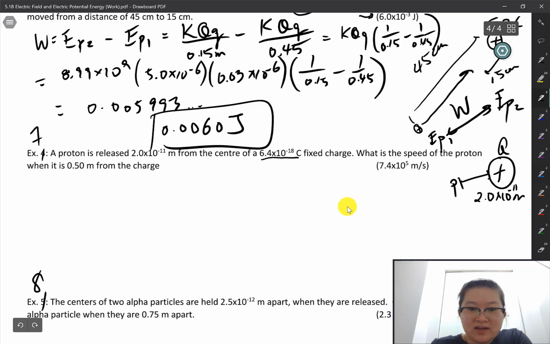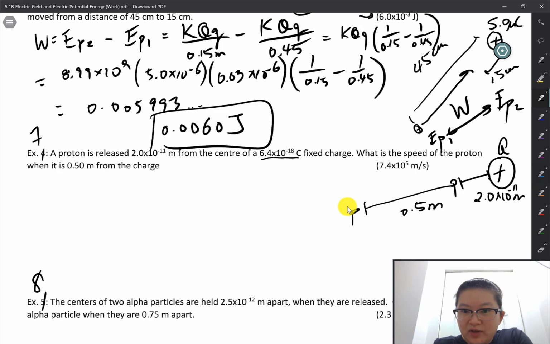So yeah, for this one, if there's just so many numbers and maybe very dense information, look at the units to help you out. So this proton, of course, is going to want to move away from this positive charge. It's going to gain kinetic energy. It's going to accelerate away. And after a certain amount of time, it's going to be over here, which is 0.5 meters away. Okay, so that's the new state. And we want to find what is the speed of this proton here.